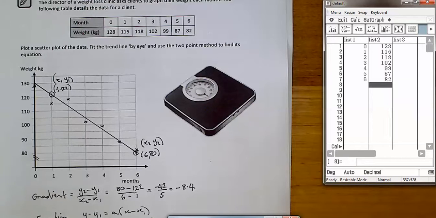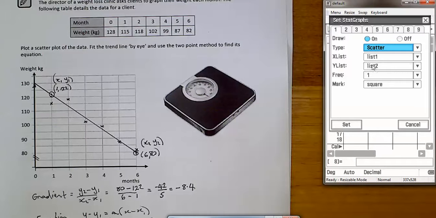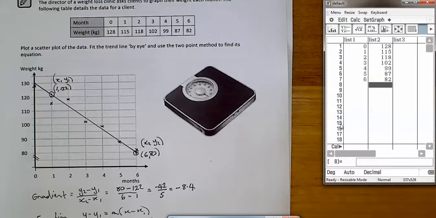Before you draw one of these graphs, it's often a good idea to set up your graph correctly. So look under Set Graph, and we've got Graph 1 we're looking at, and click on Setting for Graph 1. It tells us the type of graph is a scatter graph. That's good, we want that. The X list is in list 1, the Y list is in list 2, that's really good. Frequency is 1, which just means each piece of data was entered individually, and they're all going to be marked with little squares. All that's okay, so I can click Set.